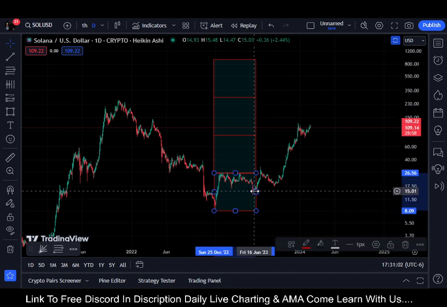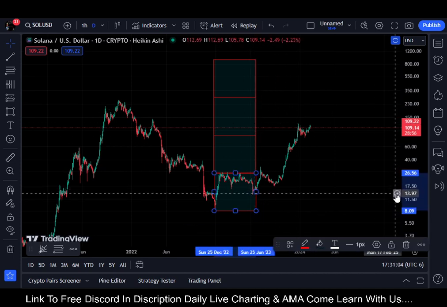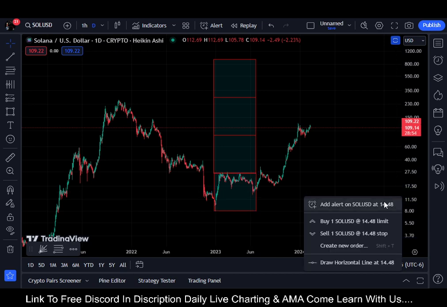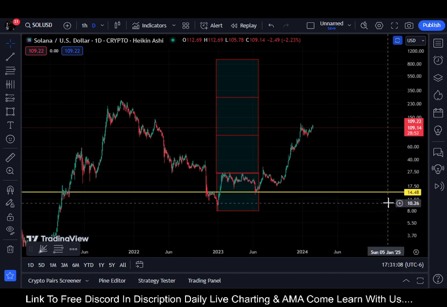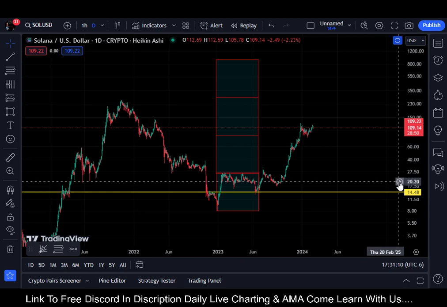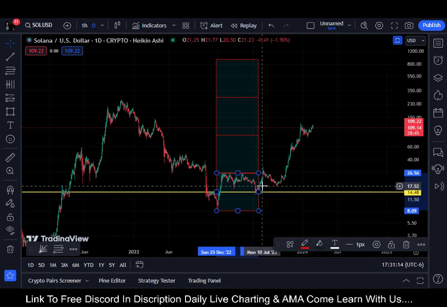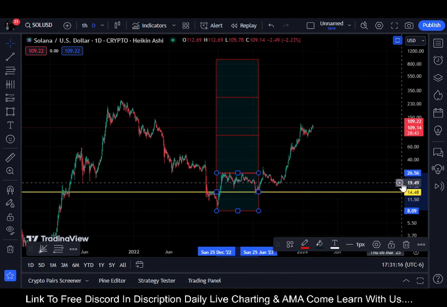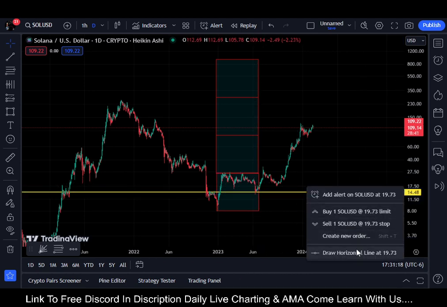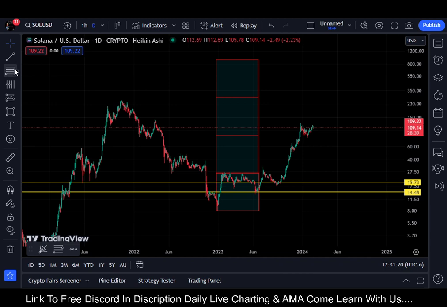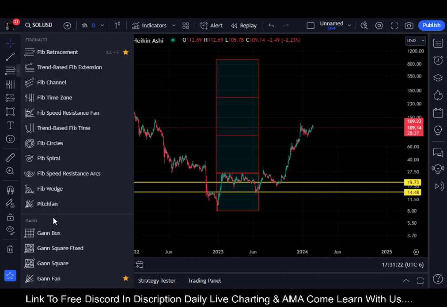We could split this into 64ths if you want to, and into 128ths. Whatever you want. You could split it up into, there's 50%. Let's split it into 25%. You can be more precise with this. That's why you've got this tool over here called the Gann box.